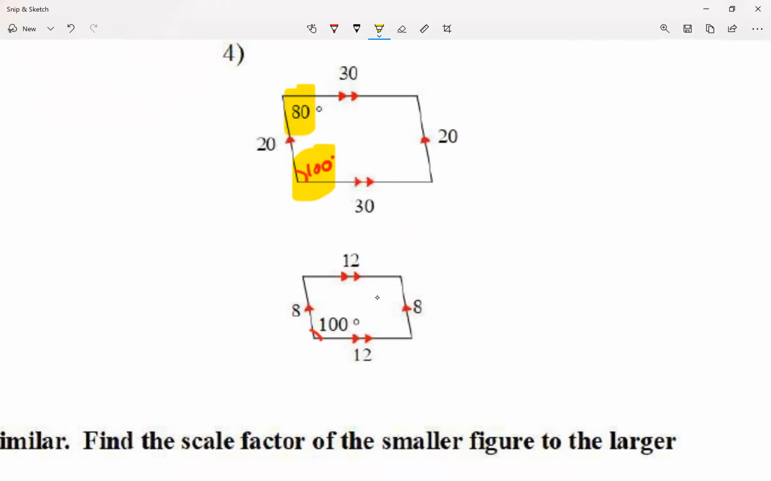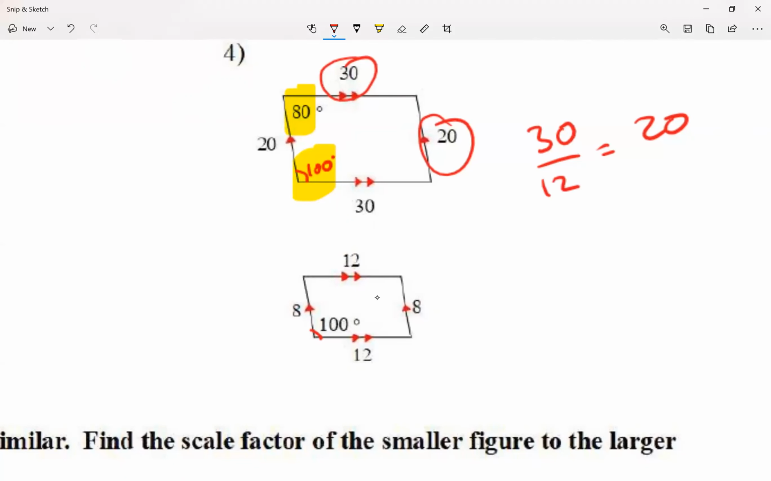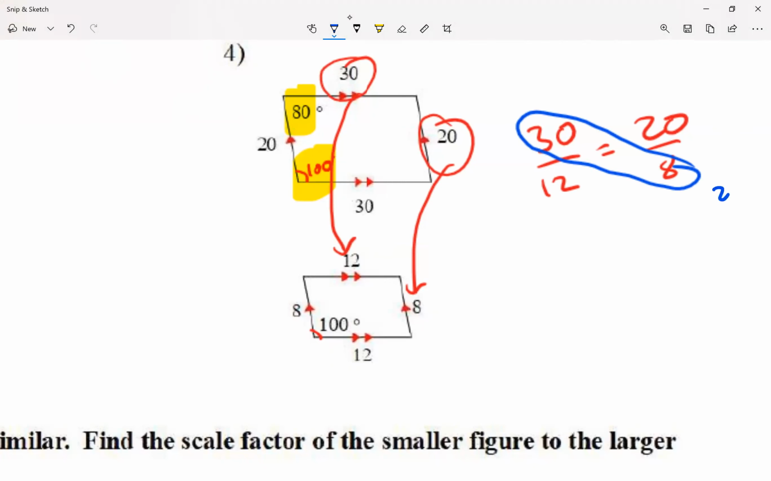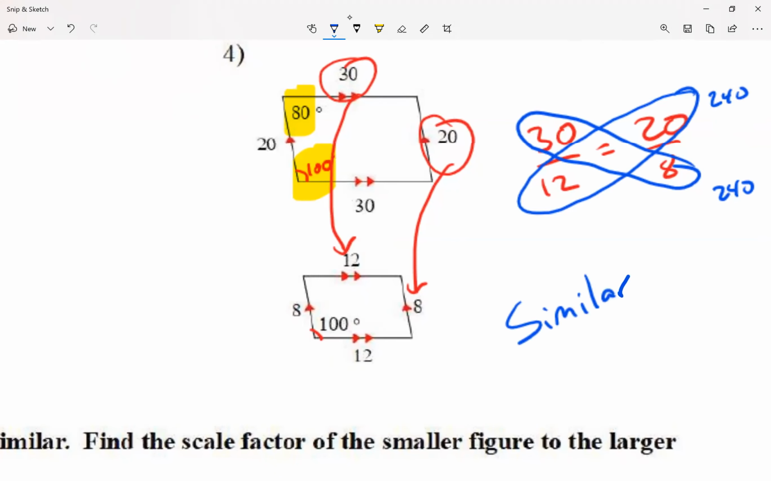So angles are good. Now when it comes to sides, I see 30 and 20. 30 is corresponding to 12, you guys can see, and 20 is corresponding to 8. So 20 goes with 8, 30 goes with 12. All right, angles were equal. Angles were fine. I'm going to see if the sides are proportional. I can simplify my fractions, but now I just learned a new trick. I can just cross multiply. Let me cross multiply instead. 30 times 8, that's 240. 20 times 12, that's 240. Huh, they do simplify to the same thing. All right, angles are equal, sides are proportional. Therefore, this is similar. Nice.